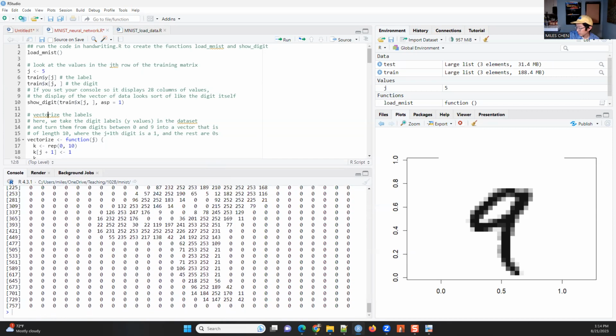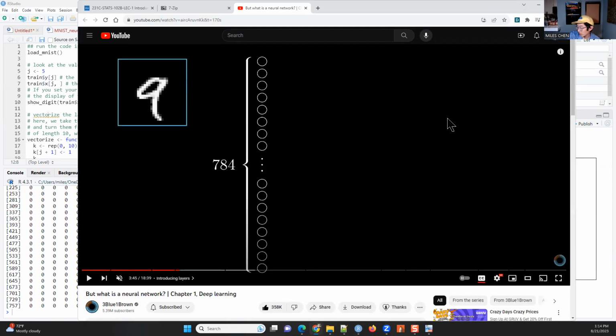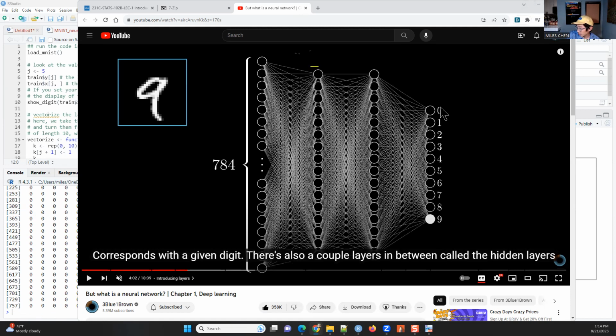And then in the 3Blue1Brown video, he has 2 hidden layers, but we're just going to have 1 hidden layer. That's just an arbitrary choice. But we do need 10 neurons in the output layer, 1 neuron corresponding to 0 and 1 neuron corresponding to 9. Basically, 1 for every possible digit. There's 10 digits, 0 through 9.